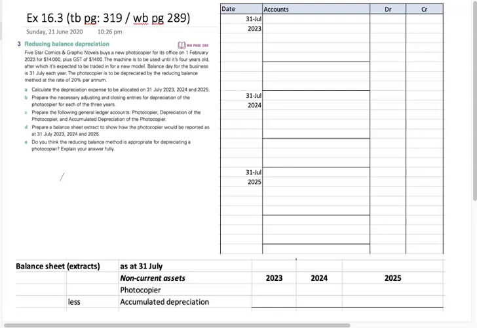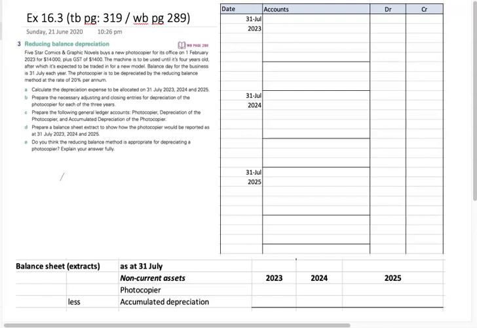Hi class, this video is going to run through how to complete exercise 16.3 of our textbook, which you'll find on page 219 and in your workbook on page 289. This question is all about calculating and journaling reducing balance depreciation.